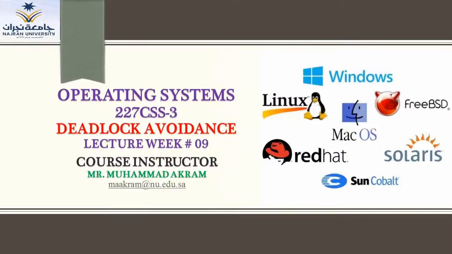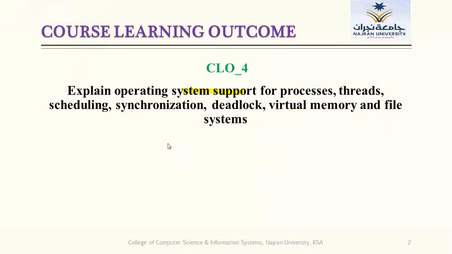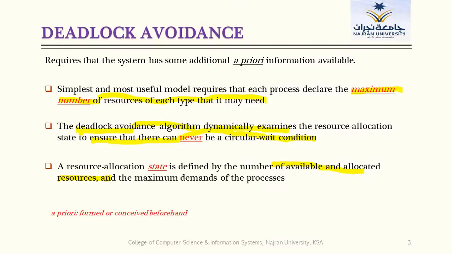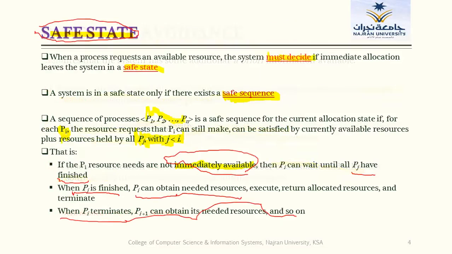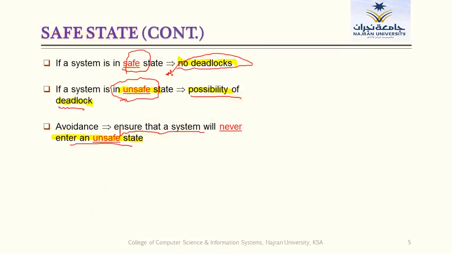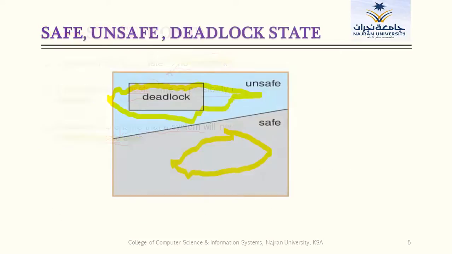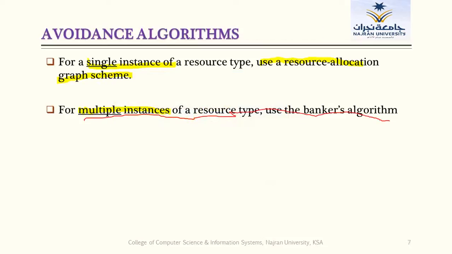Bismillahirrahmanirrahim. Today we are going to start the second session of our lecture week number 9. In the first session we discussed deadlock avoidance, safe state and unsafe state, and we have seen that if we are in a safe state then there will be no deadlock, but if we are in an unsafe state then there are chances of deadlock.